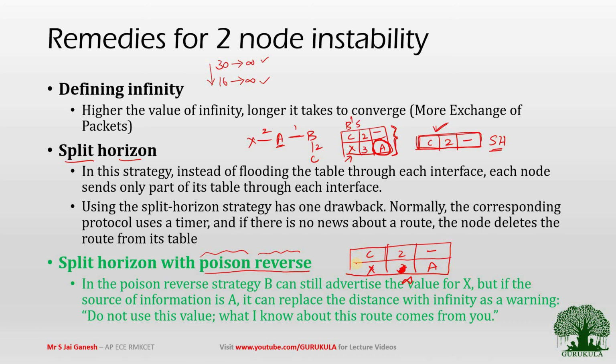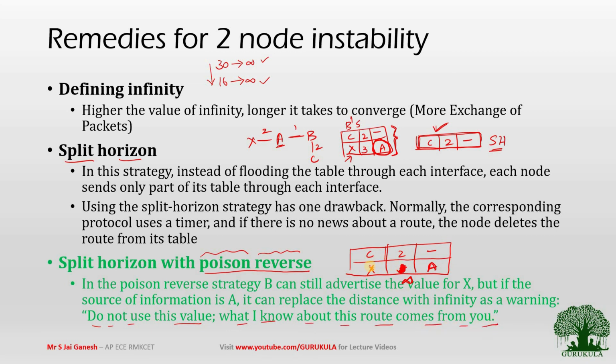So B will send its entire table, but it will poison the table. It will not send the actual value 3, but instead of 3, it will send the value of infinity when it is sending its table to A only, because B came to know about X only through A, right? This is the technique we call split horizon with Poison reverse. In general English, we can say: do not use this value, because what I know about this route comes from you.